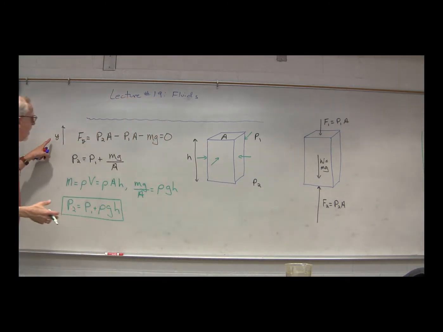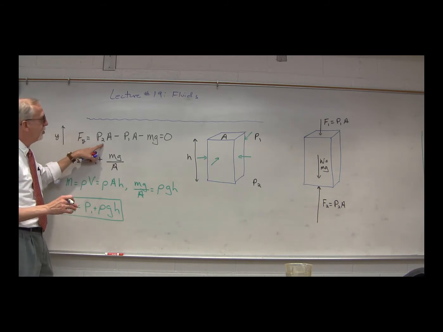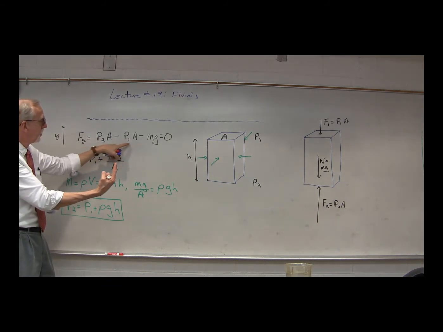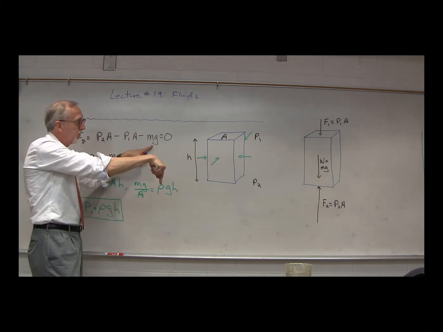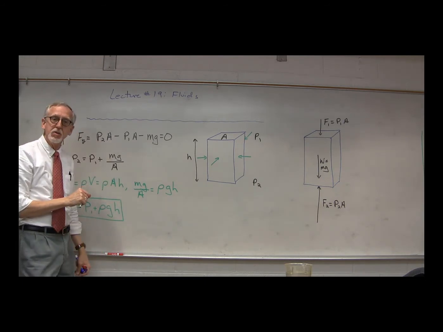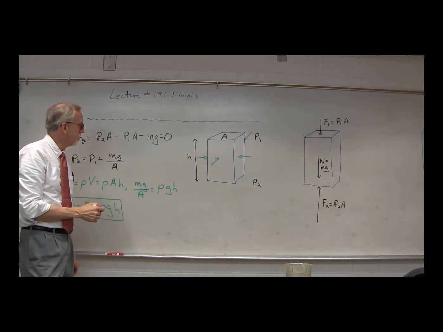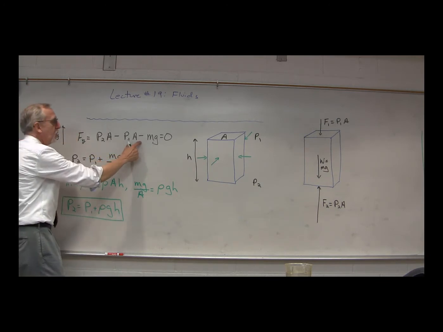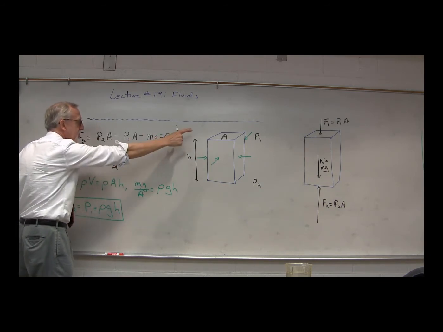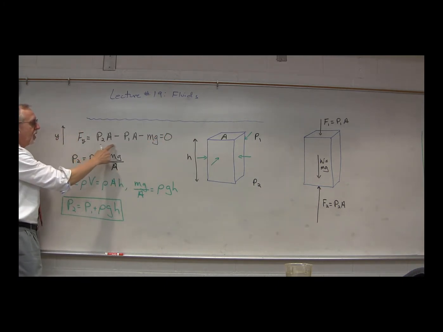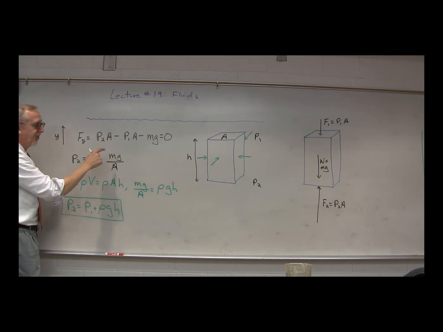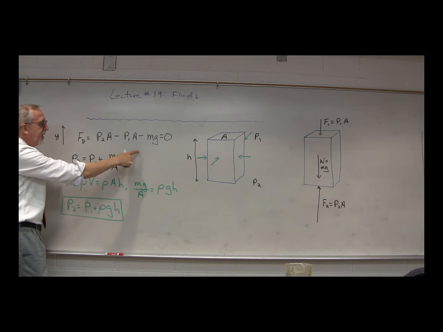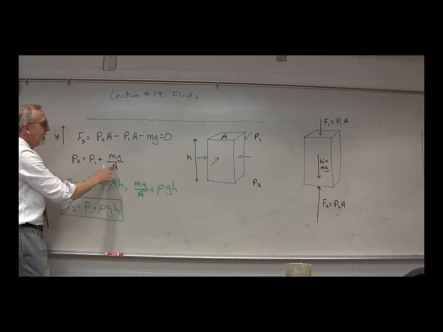So, looking in the y direction, the net force acting in the y direction would be P2A, that's in the positive direction, minus P1A in the negative direction, minus mg in the negative direction, and all of those should equal zero. Because it's not moving, we expect the net force to be zero. Well, bringing the P1A plus mg over to the other side, and dividing by A, we have P2 equals P1 plus mg over A.